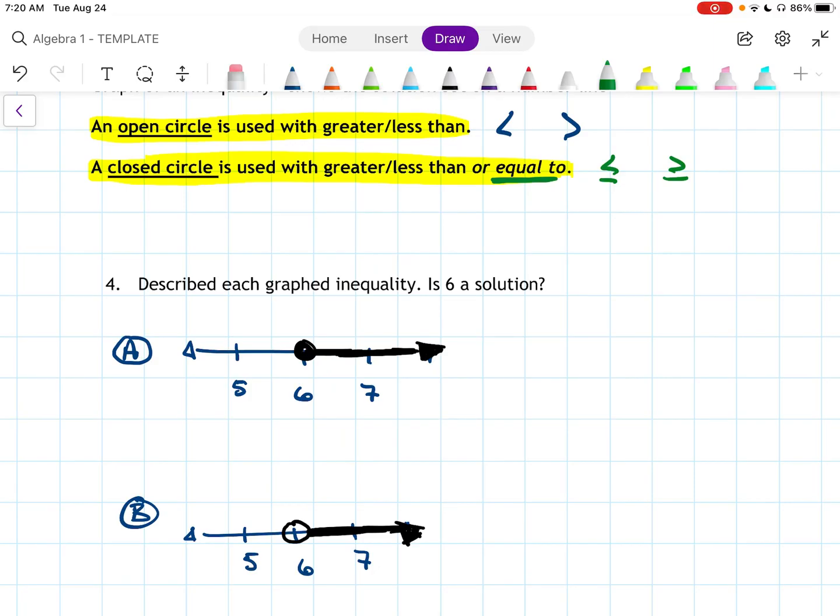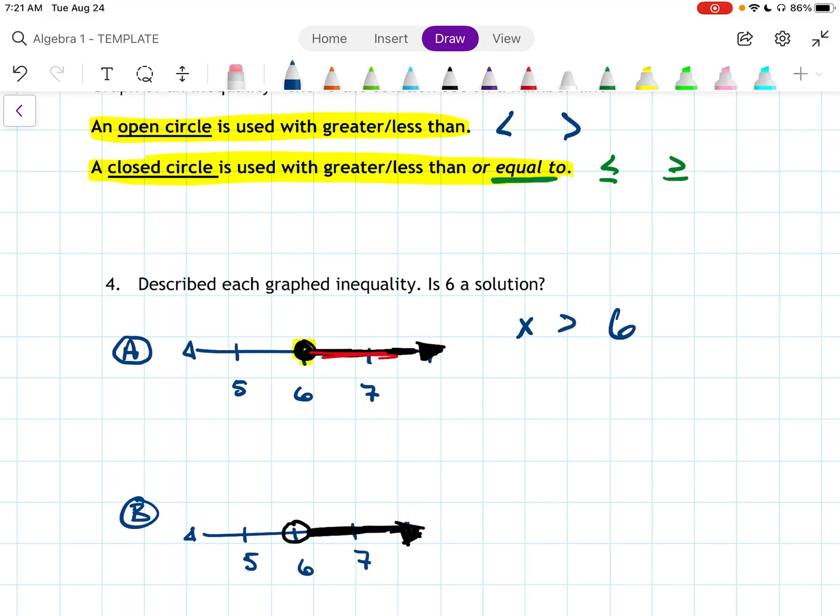Part A, it says describe each inequality, is 6 a solution? So first we're going to write what the inequality is. It tells us that we start off at 6, so the number 6 is going to be used, and x is going to be used, and we need to say, is x bigger than or smaller than 6? Well, the black arrow here points to the right, to the bigger numbers. So x is going to be bigger than 6, and it's a closed circle, right?